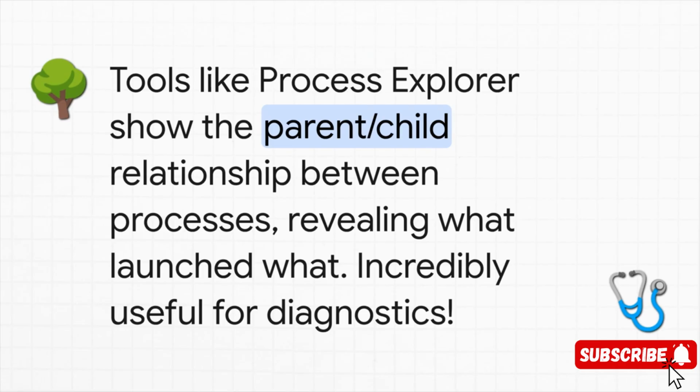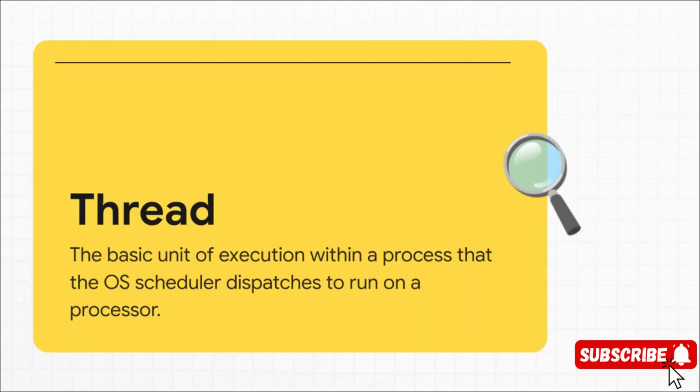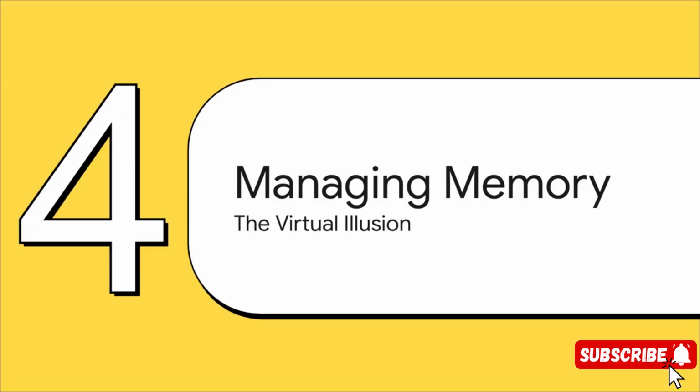It's incredibly useful for figuring out what's going on. So if the process is the house, the thread is the person inside the house actually doing the work. A thread is the actual sequence of instructions that the operating system scheduler sends to the CPU to execute. Modern apps use tons of threads, which is how your word processor can check your spelling in the background while you're still busy typing.